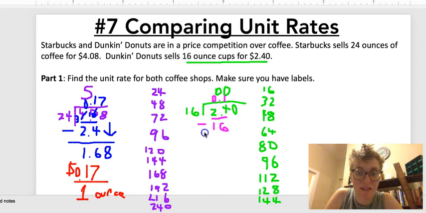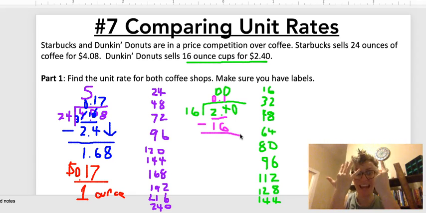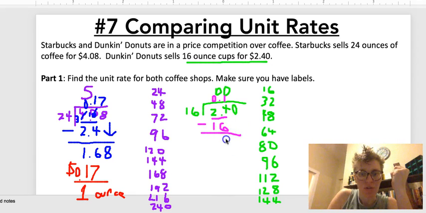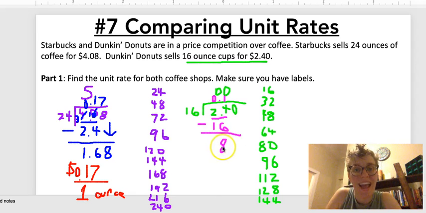24 take away 16. Something that I love to do is count up. So I'm at 16 and I go 17, 18, 19, 20, 21, 22, 23, 24. The difference is 8. So this is going to be 8 right here. You could also think this is 2 8s, this is 3 8s, so the difference is 1 8. Now I'm going to bring down my 0.